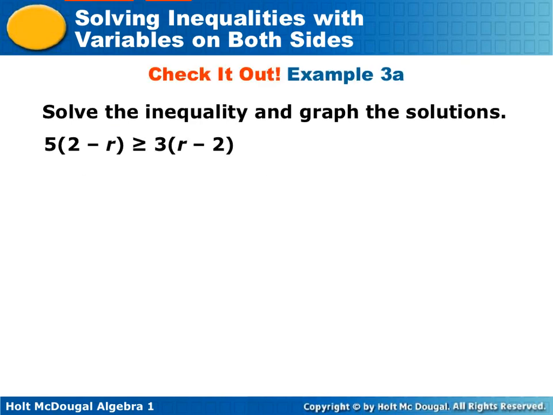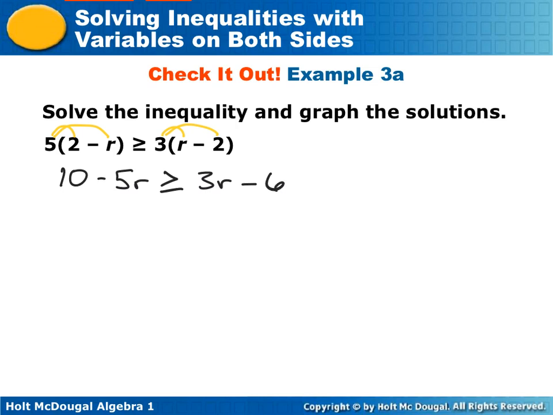Okay. All right, here is another problem. Just for time, I'm going to go ahead and work this one out. Okay. So looking at this, on both sides, we are going to have to distribute. 5 times 2 is 10 minus 5r, which is greater than or equal to 3 times r is 3r. 3 times negative 2 is negative 6.